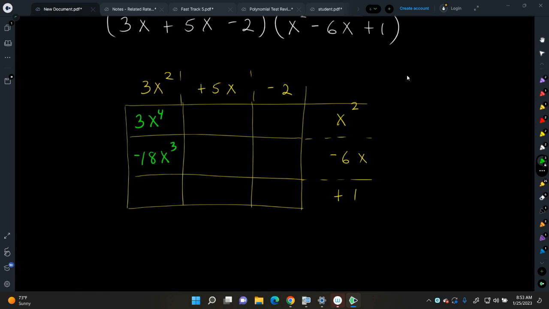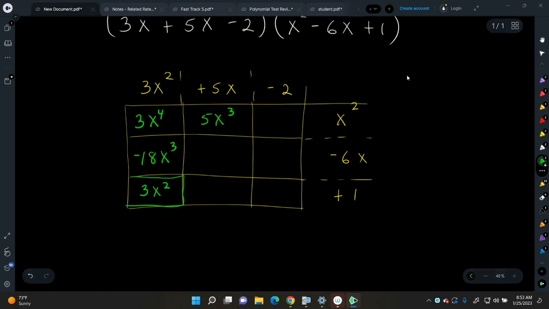Okay, so what lines up with this square right here? Well, we've got this column, which is 3x squared, and we've got this row, which is 1. So we do 3x squared times 1, which gives us 3x squared. Okay, we just line up the columns and rows. Austin, what do we do in this square here? You do 5x times x squared. Good, and that gives us 5x cubed.